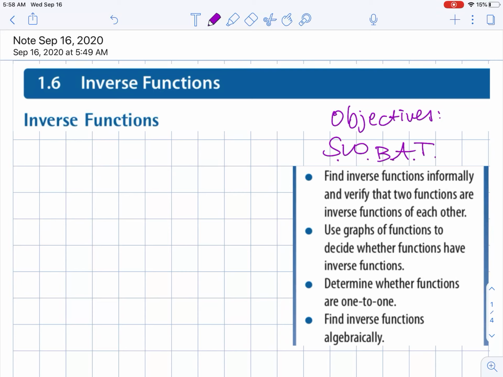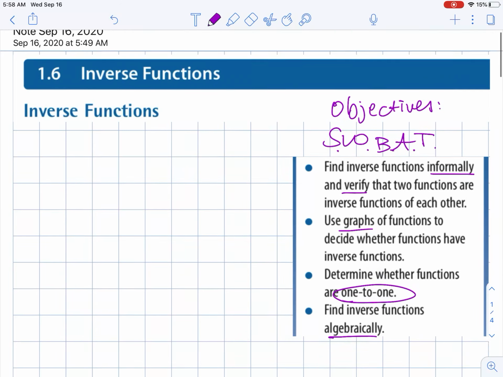So today, students will be able to find inverse functions formally or informally and verify that two functions are inverses of each other, use graphs of functions to decide if they'll have an inverse function, determine whether functions are one-to-one, and find inverse functions algebraically.